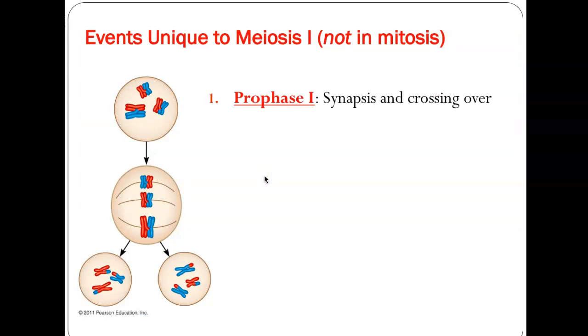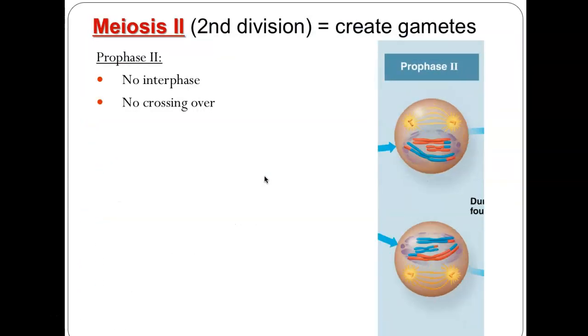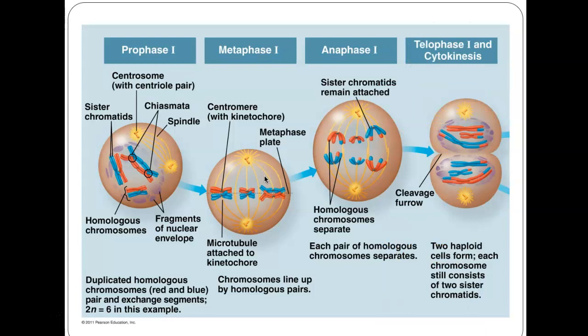Okay. 7, what happens at the end of meiosis 1? What's the result? The result of meiosis 1 is right here. 2 haploid cells form. Each chromosome still consists of 2 sister chromatids. So that's the answer. So pause if you need to.